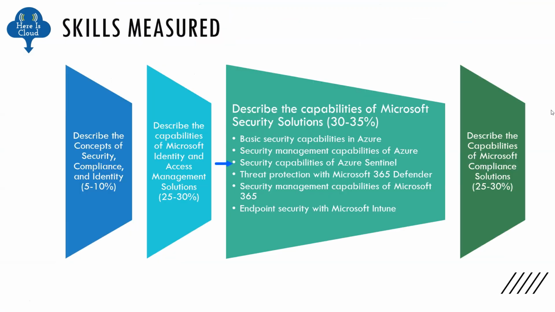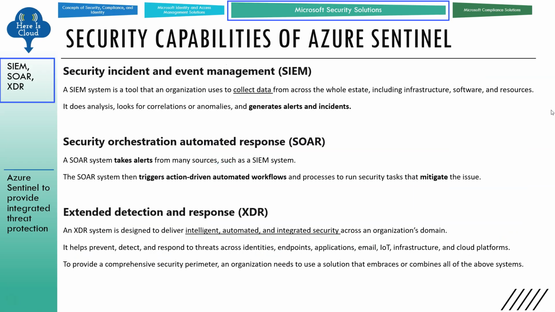The next one we are going to talk about is security capabilities of Azure Sentinel. Here, first we'll go through these three definitions: SIEM, SOAR, and XDR. These are important for the exam. SIEM is Security Incident and Event Management. It's a tool that an organization uses to collect data from across the whole estate, including infrastructure, software, and resources. It does analysis and looks for correlations or anomalies and generates alerts and incidents. So this is Security Incident and Event Management.